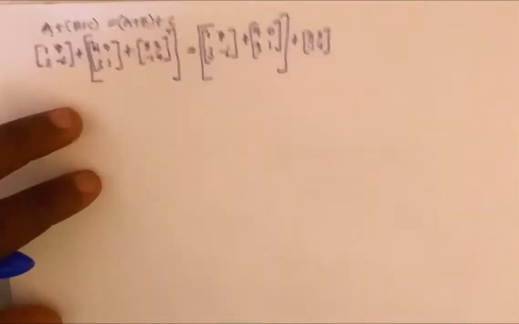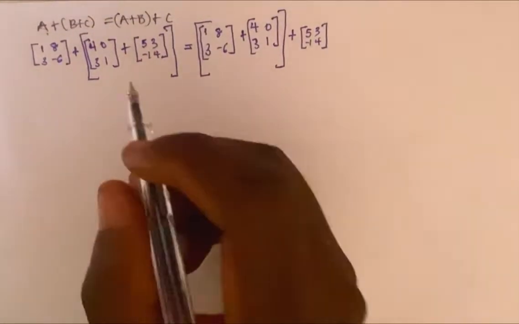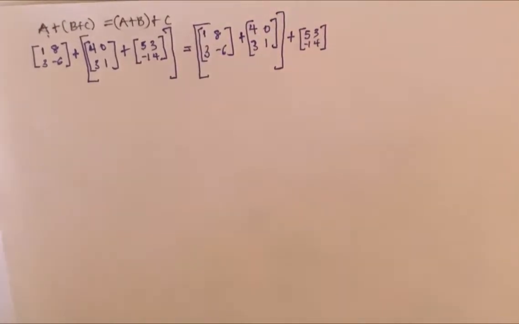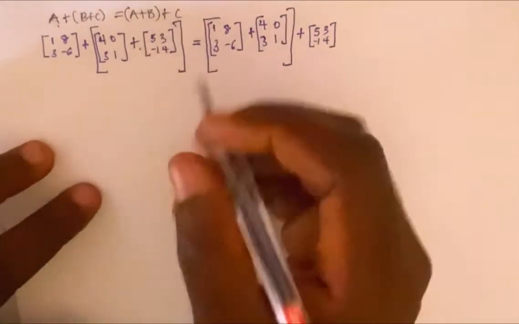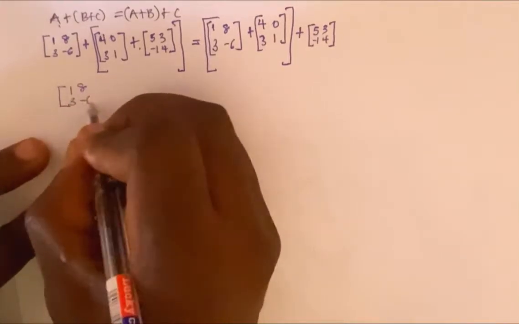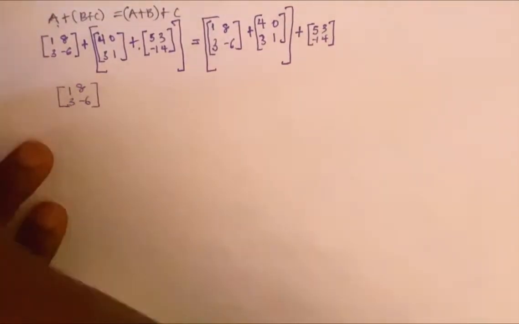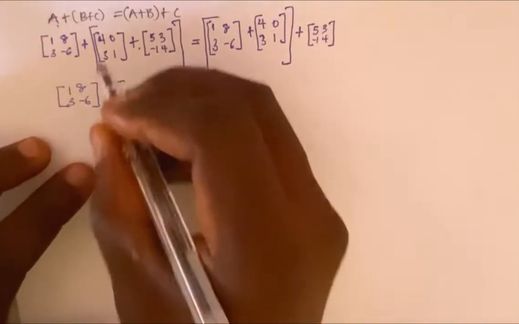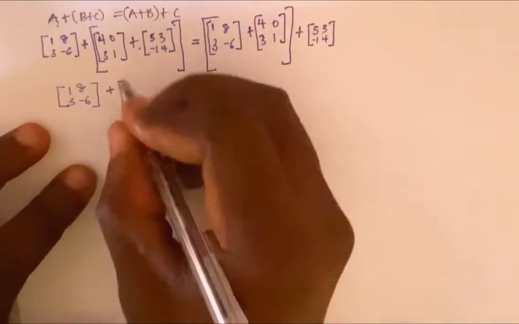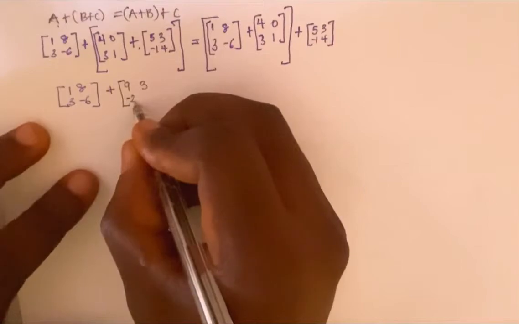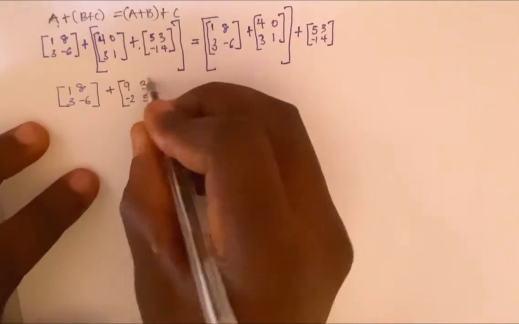So let's go ahead and solve this. Following the rules of mathematics, I need to consider the bracket first, which means I will solve everything in here. So I'm having this back as 1, 8, 3, and minus 6, then plus. I'm having 4 plus 5, that's 9. 0 plus 3 is 3. 3 plus minus 1 will give me minus 2. 1 plus 4 is 5.